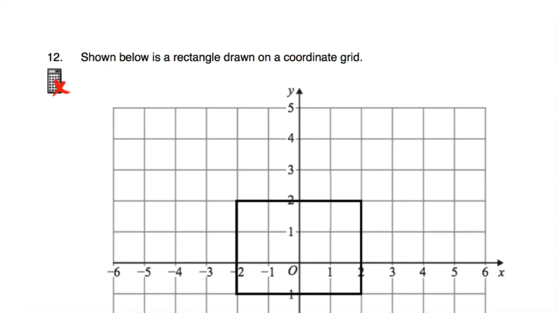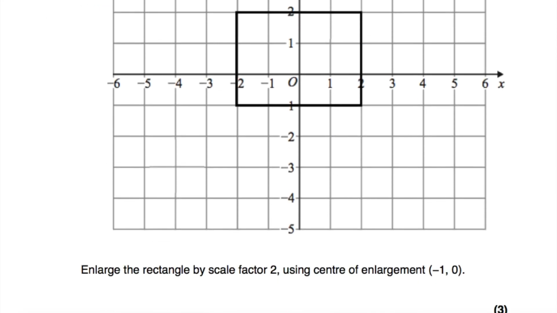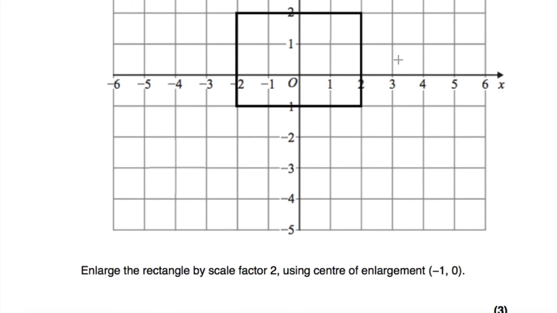Okay, so question number 12. We've got this rectangle on a coordinate grid, and we've been asked to enlarge this rectangle by scale factor 2 using the center of enlargement -1, 0. So I'm going to plot this point -1, 0. So -1, 0 would be here. So that's the center of enlargement. That means, because the scale factor is 2, we're going to make all the points become twice as far away from this center of enlargement here.